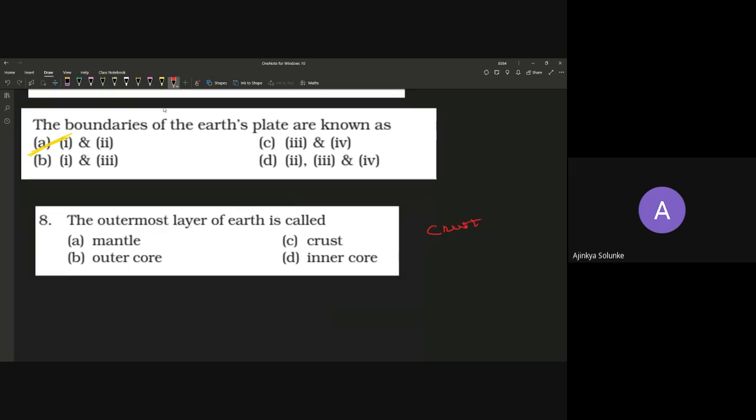Below that you have the mantle, and as you go inside the earth you will find the outer core and inner core. So which is the topmost layer? Outermost layer, it is the crust. And which is the innermost layer? It is the inner core. This is the innermost, present deep inside the earth, but what is present on the top of the earth is the crust. The answer is C. Crust.